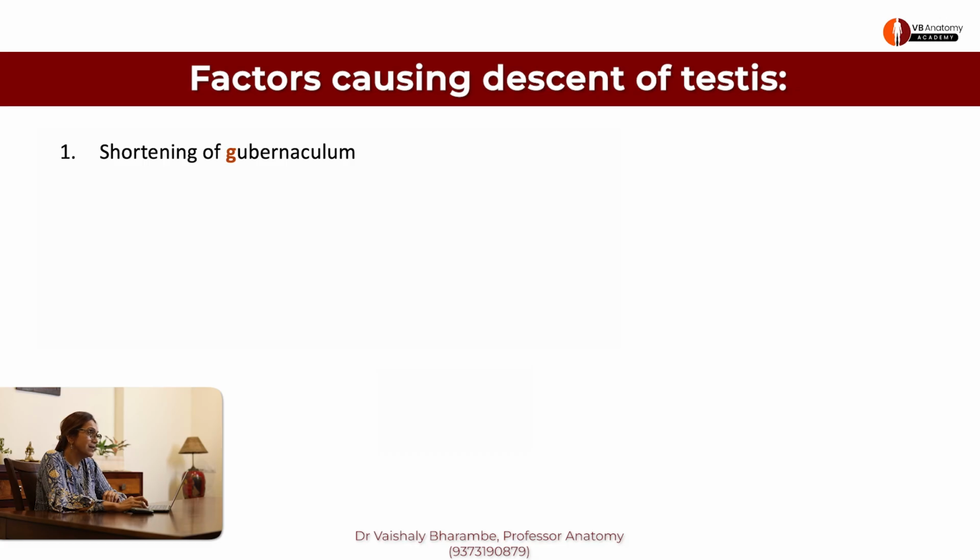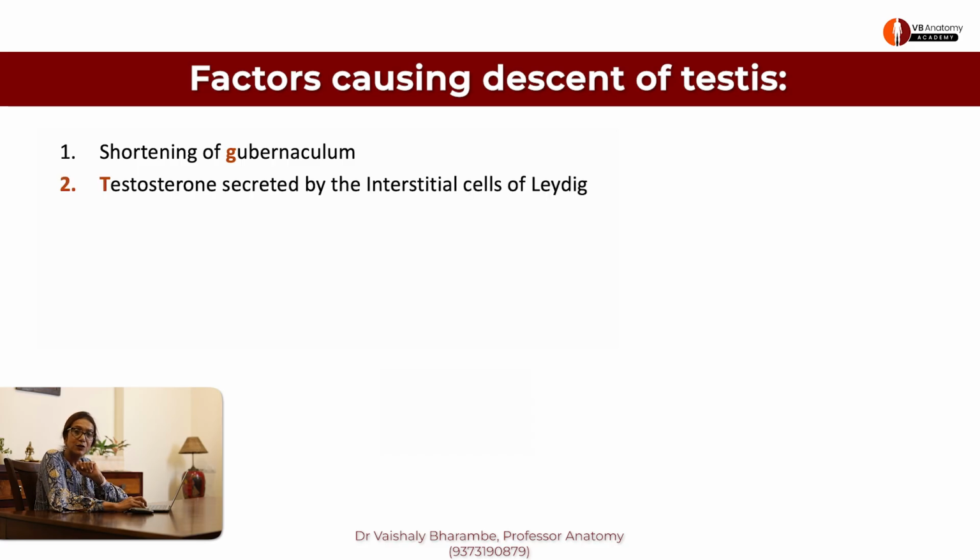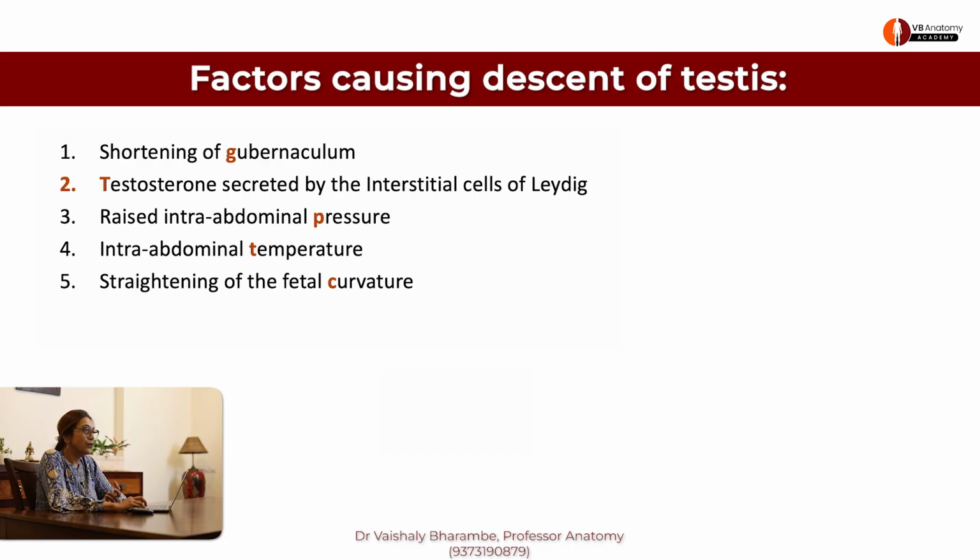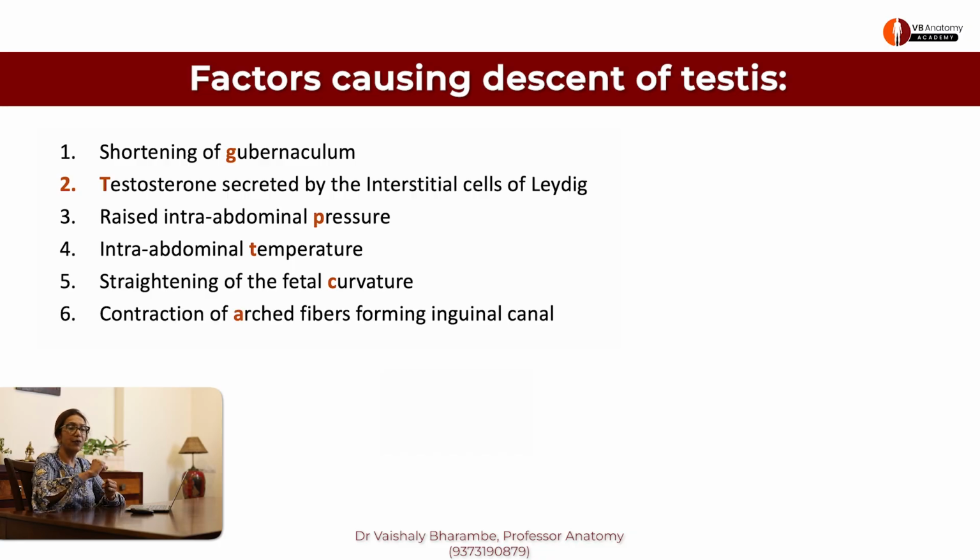Now the question is, what are the factors in the body that cause the testes to leave the abdominal cavity and come and lie in the scrotum? One is the shortening of gubernaculum. Remember, I'm giving you a mnemonic, pay attention. Shortening of gubernaculum, release of testosterone from the interstitial cells of Leydig, raised intra-abdominal pressure, raised intra-abdominal temperature, both. Straightening of the fetal curvature along with contraction of the inguinal canal muscles. You remember it passed through all these muscles? These literally squeeze the testes into the scrotum.